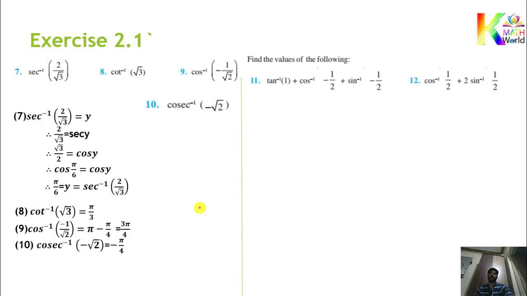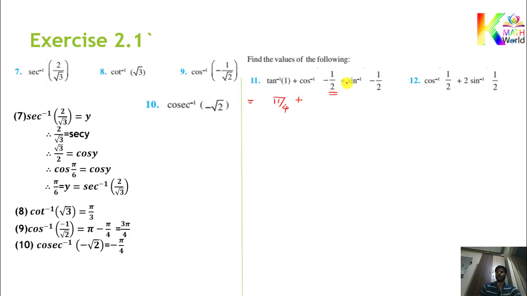Okay, now see the next one, tan inverse 1. Now find the values of the following. Tan inverse 1, okay, a positive value. So from the first quadrant, 1 corresponds to the tan function, so tan pi by 4. Just we need to write the angle. So pi by 4.